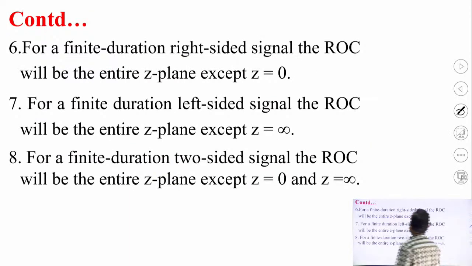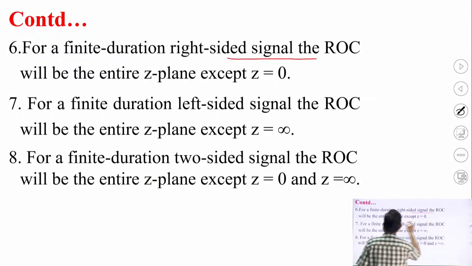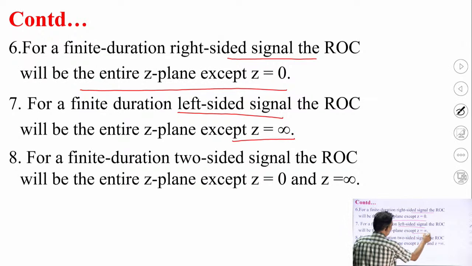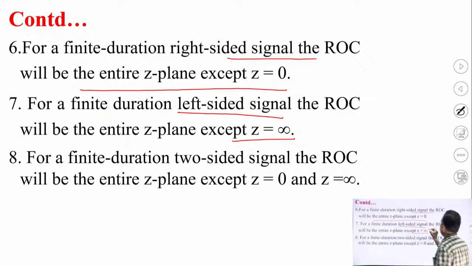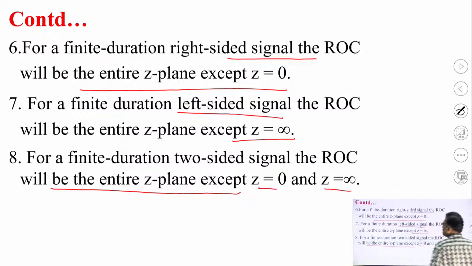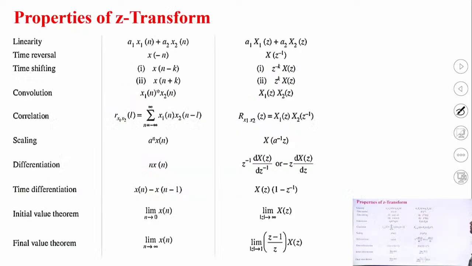Now for a finite duration right-sided signal, the ROC will be the entire z plane except z equals 0. Similarly, for a finite duration left-sided or anti-causal signal, the ROC will be the entire z plane except z equals infinity, because we have positive powers of z in this case. And for a finite duration two-sided signal or non-causal signal, the ROC will be the entire z plane except z equals 0 and z equals infinity. This we have already seen. So basically these are the properties of the ROC of the Z transform.